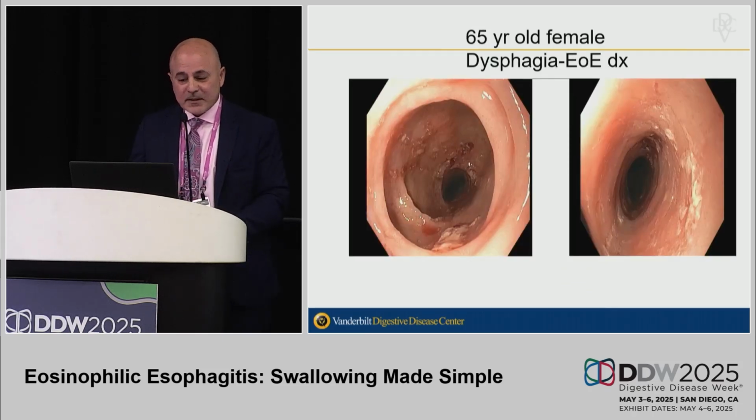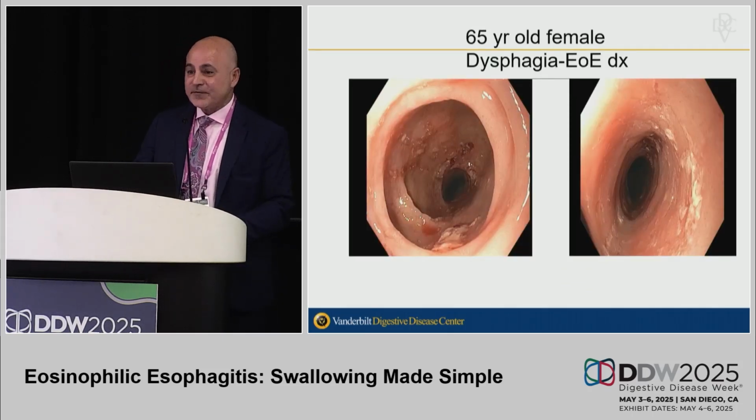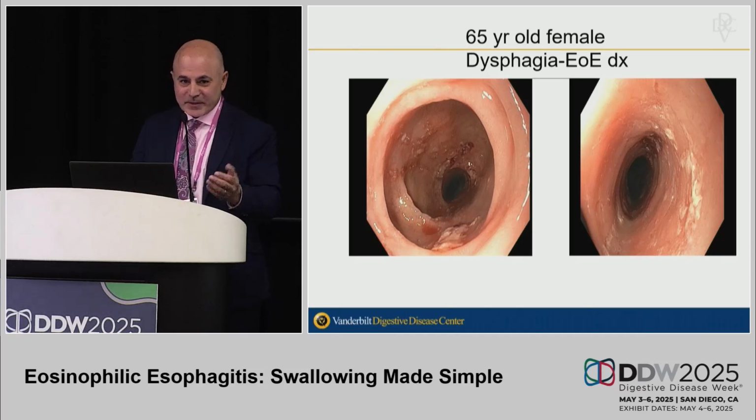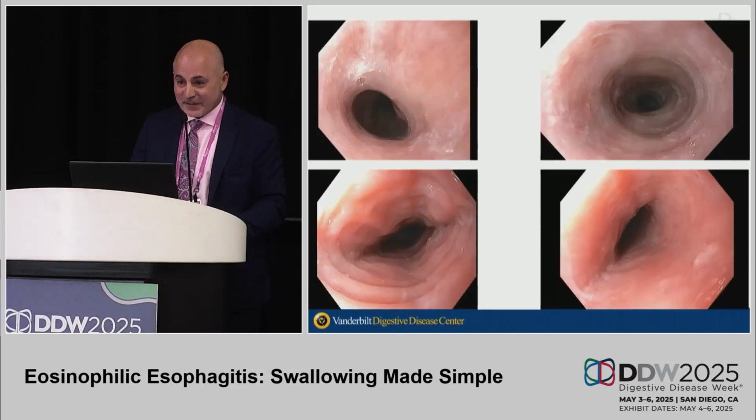What about this one? 65-year-old female, dysphagia, yes, panesophageal narrowing, and then when you scope, you see rings, panesophageal. You go, wait, endoscopy says it may be EOE, phenotype doesn't fit. This is lichenoid esophagus. So not all is EOE, right? One has to be thoughtful.